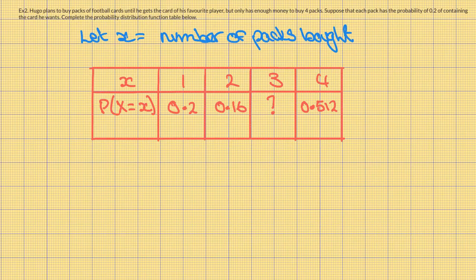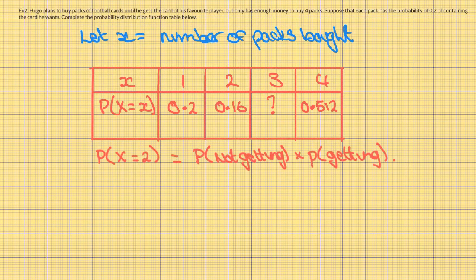We know that the probability that x equals 1 is 0.2. That is given in the question. But is the probability that x equals 2 correct? Let's work it out. The probability that x equals 2 is equal to the probability of not getting the correct card times the probability of getting the correct card. Because on his first pack he may well not get the correct card, but in the second pack he will.